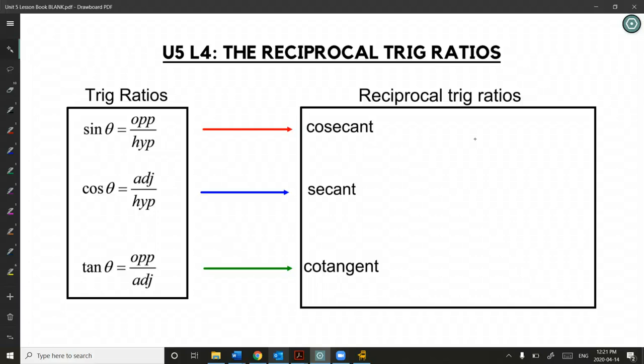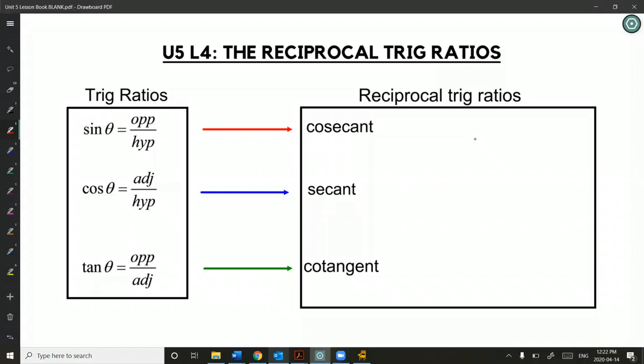Welcome everyone. Today we're going to talk about the reciprocal trig ratios, sometimes also referred to as the secondary trig ratios. In grade 10 and so far in grade 11, we have learned about sine, cosine, and tangent. They also have related reciprocal trig ratios, which are essentially the reciprocal of their specific primary trigonometric ratio. So sine, cosine, and tan are referred to as the primary trig ratios. Cosecant, secant, and cotangent are their reciprocal ratios.